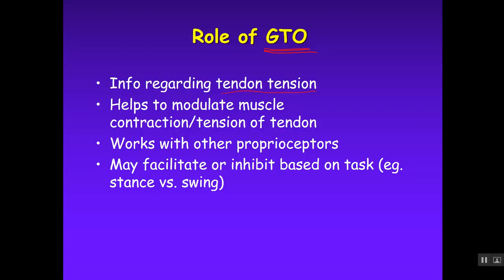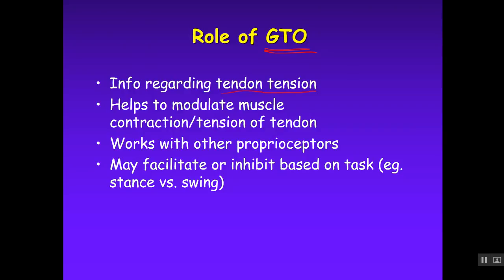Yeah. So if that's not their main function, like the shutdown thing, does that kind of invalidate PNF stretching, where you contract, relax, then contract, relax kind of thing? It's not the GTO primarily that's doing that. It's actually a combination of all proprioceptors.